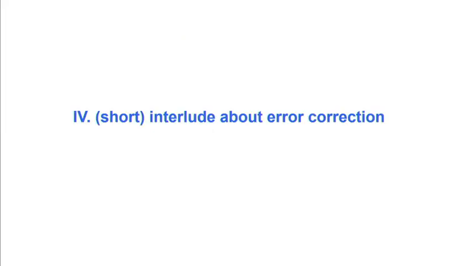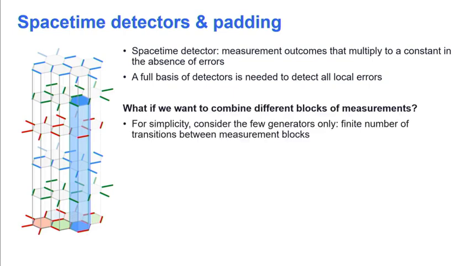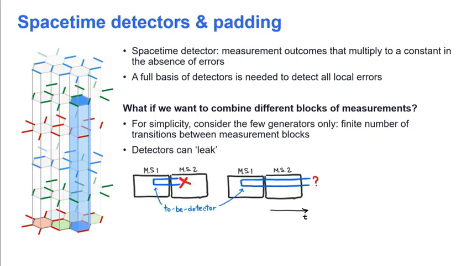Now I'm going to talk shortly about error correction. It becomes a little bit complicated because we don't have periodicity anymore. The error correction in dynamic codes is based on introducing a space-time detector, which is defined as a set of measurements whose product has to be a constant unless there is an error that anti-commutes with the support of these measurements. So the goal is to show that we have a full basis of such detectors, such that we can actually perform error correction. But aperiodicity stands in the way, it complicates things. Because if you have one measurement sequence and we want to follow it by a different measurement sequence, something that would have been a detector in a Floquet code might not be a detector anymore because it might be either destroyed or never be closed.